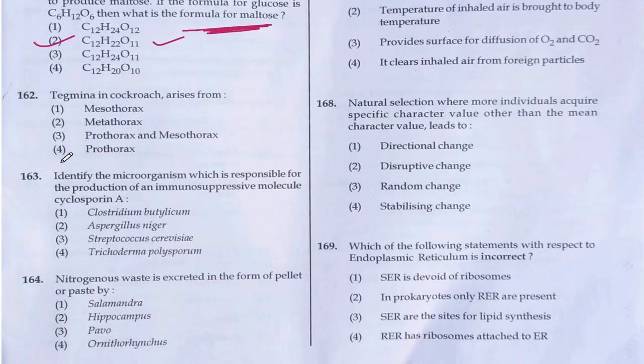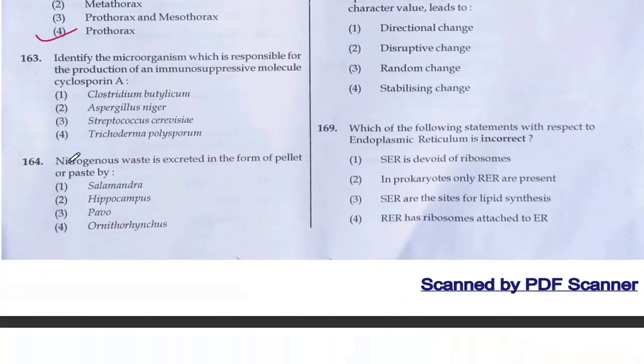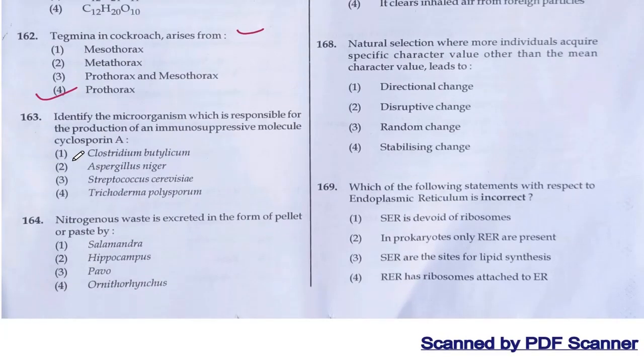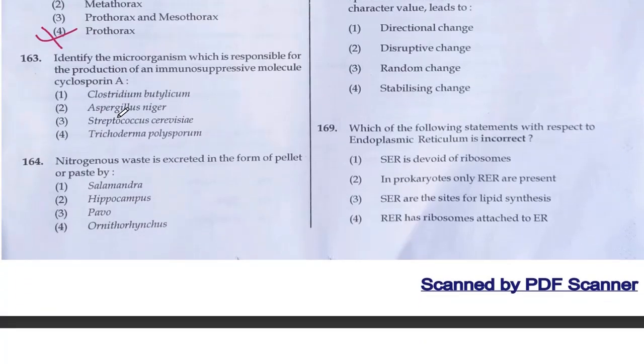Coming to question number 162. Tegmina in cockroach arises from. That originates from your prothorax. So option 4 will be the correct one. Coming to question number 163. Sorry, a little bit of modification is there. By default I told the prothorax would be correct, but here the tegmina in cockroach arises from the mesothorax region. So sorry for the inconvenience.